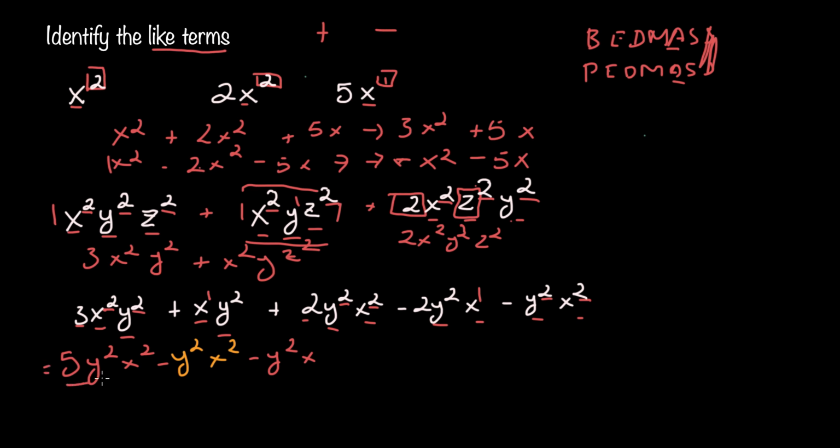So let's further simplify. Since we have like terms here, the same variables and same exponents, 5 minus an imaginary 1, well, isn't that 4? And then we're going to keep our variables and our exponents, so we're going to get 4y squared x squared. And then this term right here, we're just going to keep it and add it to the end: y squared x. So our final answer is 4y squared x squared minus y squared x.